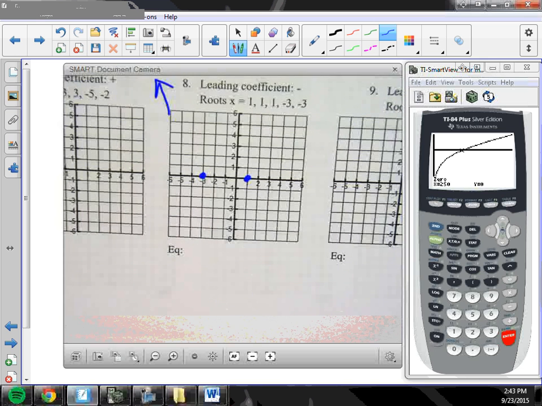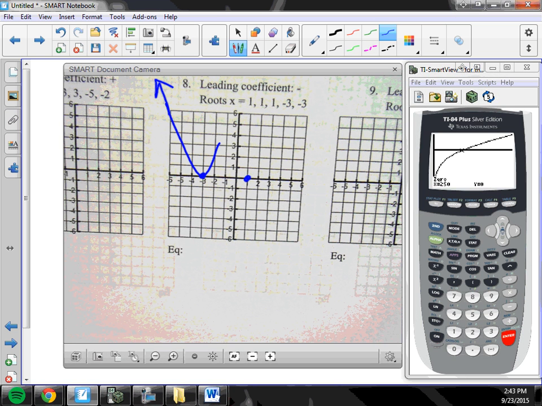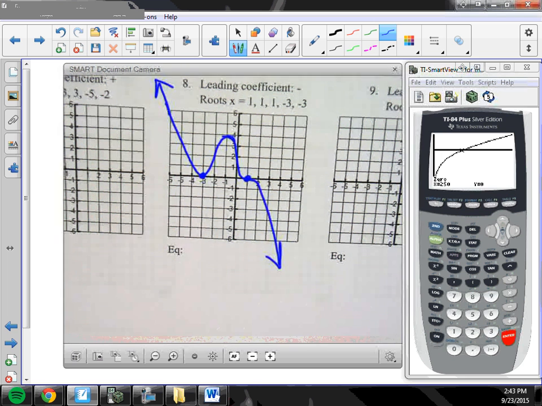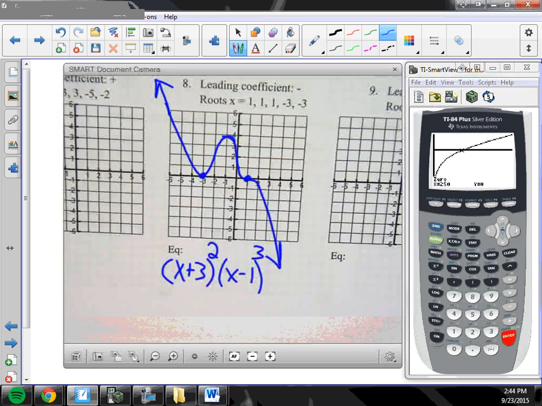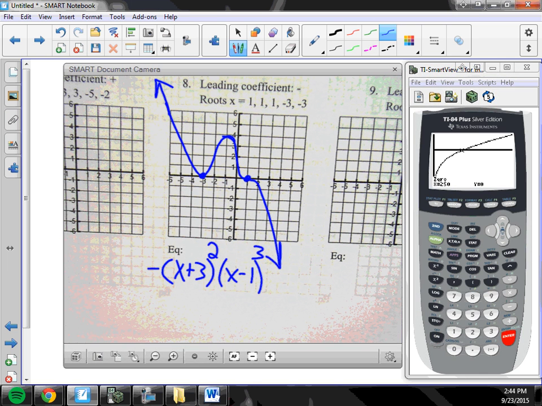As I approach -3, what's going to happen? It's going to bounce off -3. I go up, and then I need to turn around. What happens at 1? It has a saddle at 1. So it looks like this, and then continues on. And the equation is going to be x plus 3 squared and x minus 1 to the third. Nobody's paying attention? I need a negative. Good. The leading coefficient is negative.